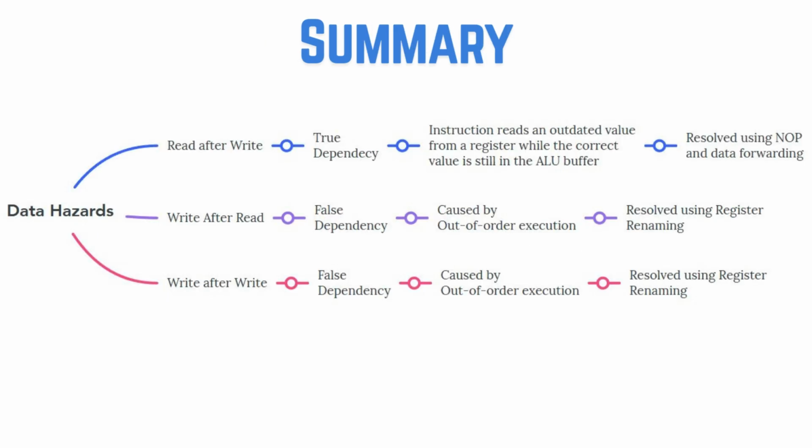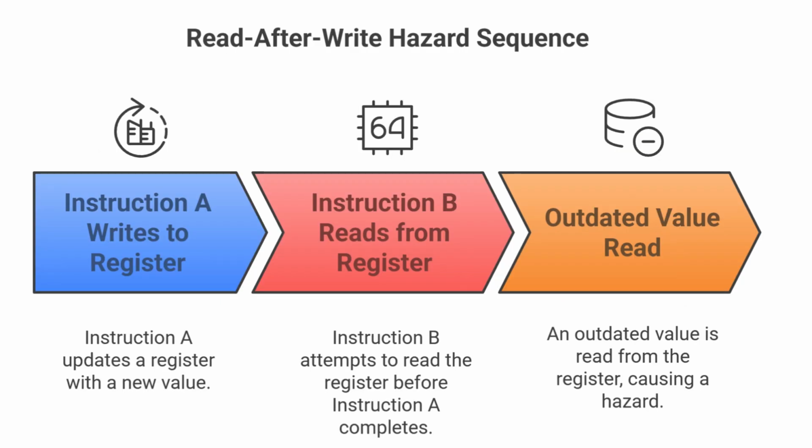To summarize, there are three types of data hazards. The first is the read-after-write hazard, which occurs when the processor reads an outdated value from a register while the correct value is still in the ALU buffer. This is known as a true dependency because it happens when a later instruction executes before a previous instruction has finished, leading to incorrect data being read.